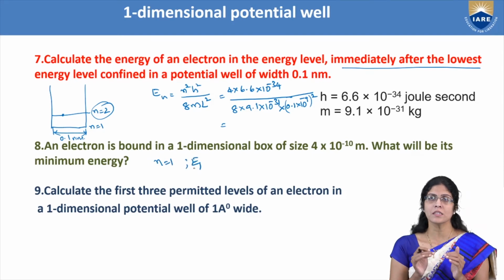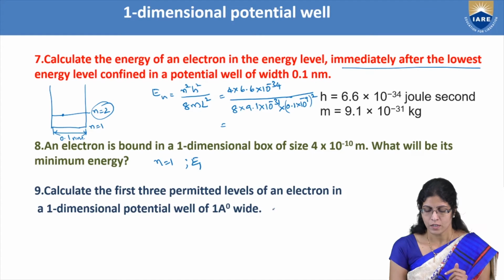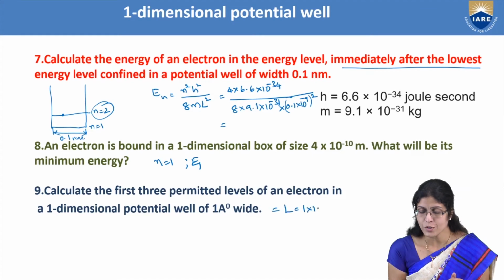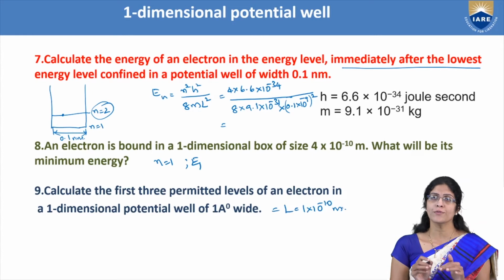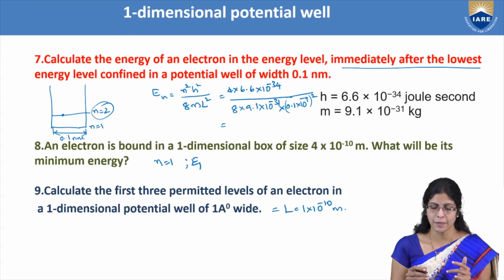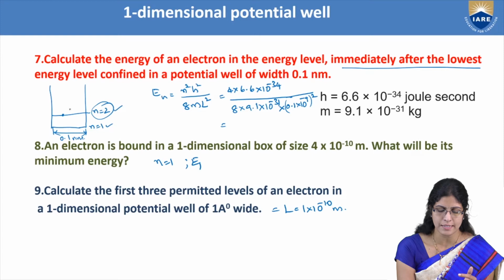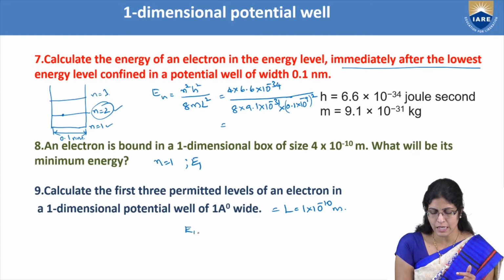Calculate the first 3 permitted levels of an electron in a one-dimensional potential well of 1 angstrom wide. So L is given as 1 into 10 power minus 10 meter. So what should you find out? First 3 permitted levels. First 3 permitted levels means this is the first level, this is the second level, third level, n is equal to 3. So you should find out E1, E2 and E3.